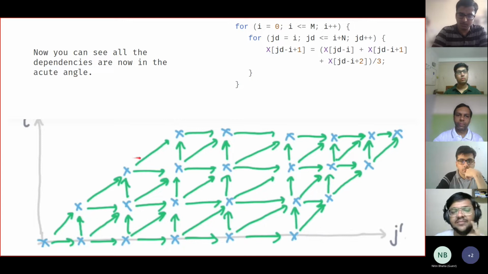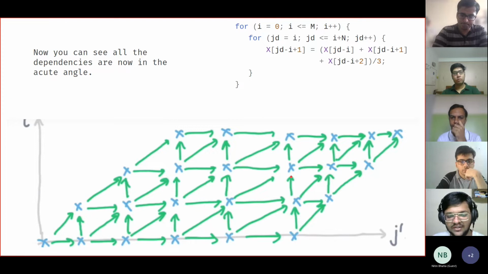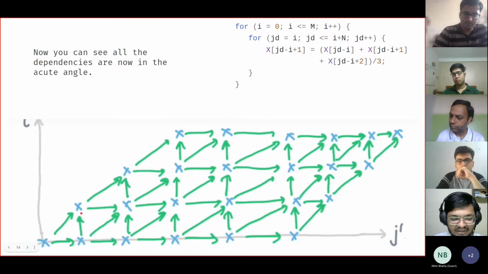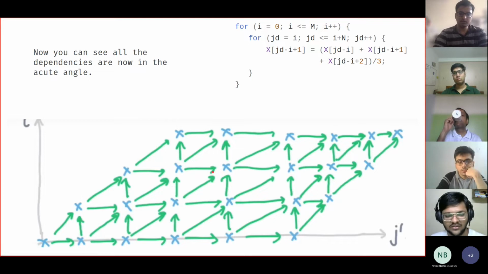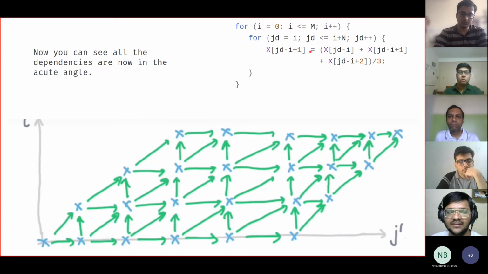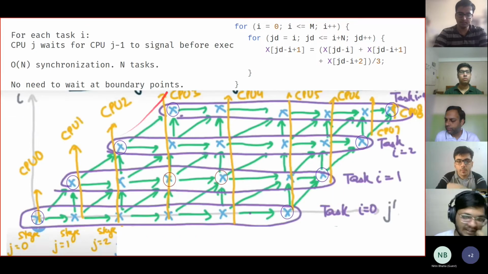Now in this particular case, you can see all the dependencies here are now in the acute angle range. So these dependencies that were previously 135-degree are now 90-degree edges. So now we have all the dependencies at acute angles, and this particular loop has now become a fully permutable loop. So now let's try to do pipelining here.